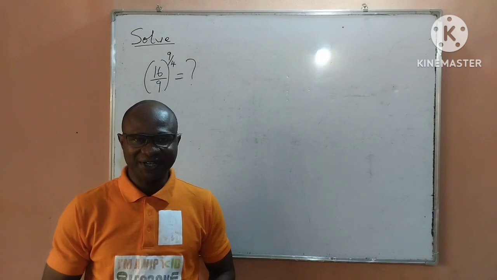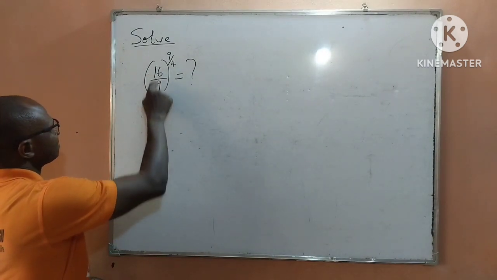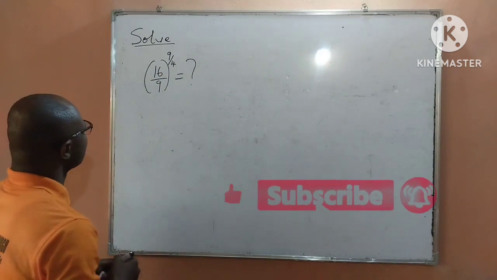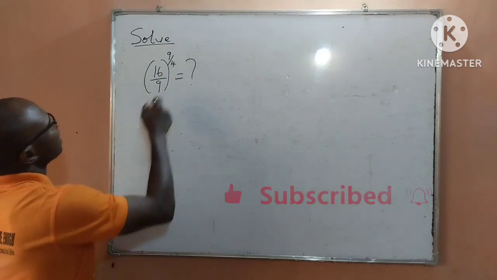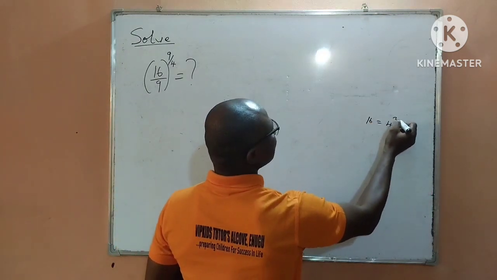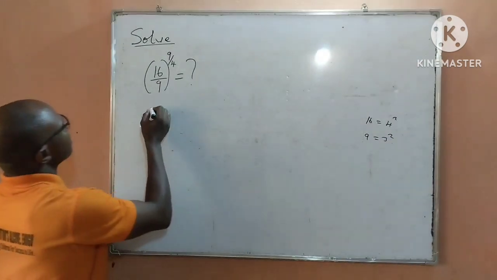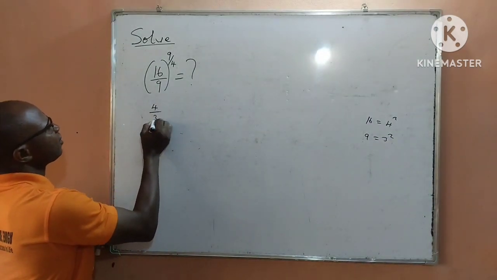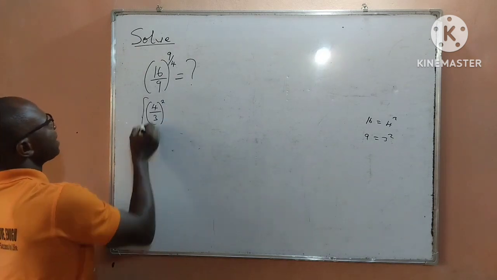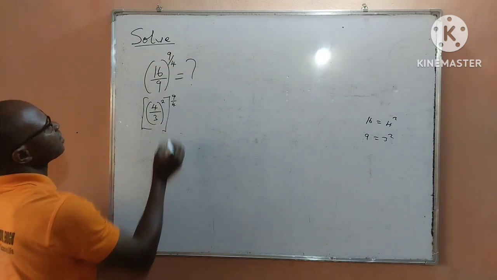Let us solve this question on the board. The question is 16 over 9 all raised to power 9 over 4. We go in. First and foremost, I can write 16 as 4 raised to power 2 and 9 as 3 raised to power 2. Meaning, I can put it as 4 all over 3 all raised to power 2, then still raised to power 9 over 4.